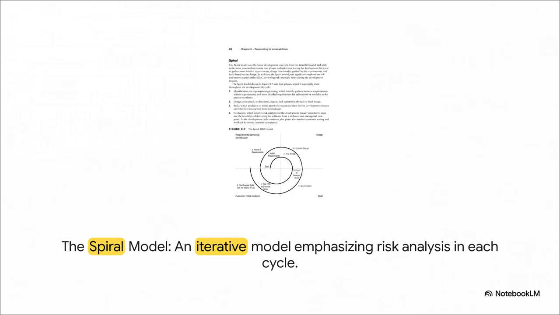The spiral model is a definite step up from waterfall. It's an iterative model, which just means you go through the development cycle over and over again in smaller loops. But the key difference here is that each one of those loops includes a risk analysis phase. So security is actually baked into the process right from the start.